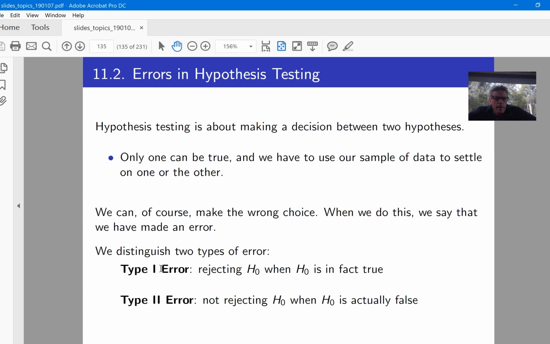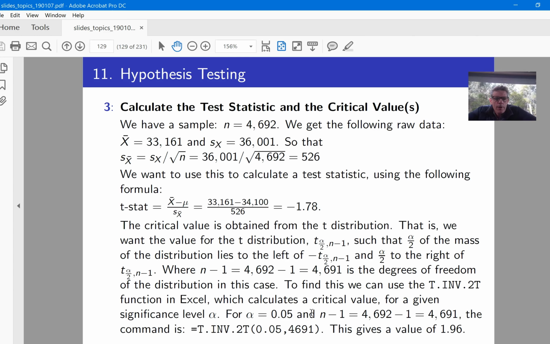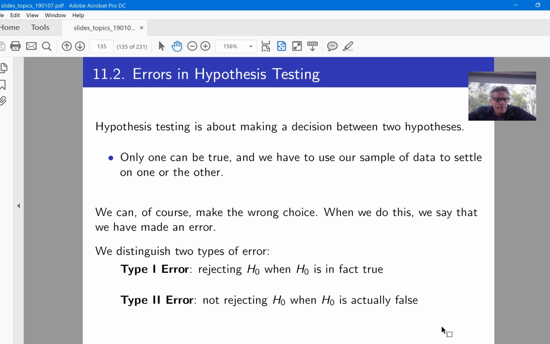Now, type 2 error is the opposite. The first time we did this test, when we did a two-sided test, we came to the conclusion that because 1.78 was not further from 0 than 1.96, we do not reject the null. So we concluded that there's no evidence to suggest that New Yorkers aged between 20 and 30 earn significantly differently from the national average. Now, we may be wrong. It could be that they do earn a different amount, so we didn't reject the null. It could be that indeed we should have rejected the null, but we just didn't have enough evidence to persuade us that it was false. So that's called a type 2 error. Now, that type of error is also going to sometimes occur.